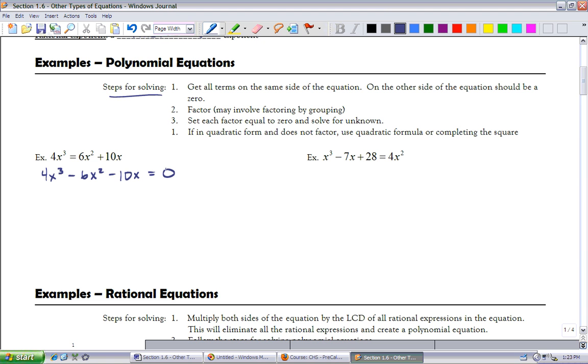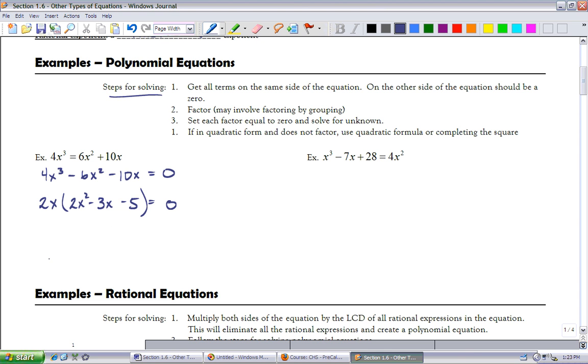You'll notice if I get them all on one side, I now have them set equal to 0. I want to check to see if there is a common factor in all my terms, and in this case there is. I can factor out a 2x out of each one of my terms, and I'm left with 2x squared minus 3x minus 5, and that will all equal 0. Oops, this is a 2x squared. Sorry. Now, what we want to do from there is we want to look at factoring the rest of this polynomial, okay?